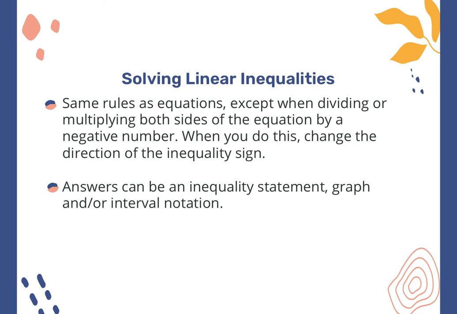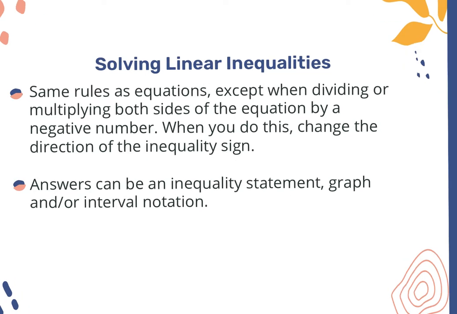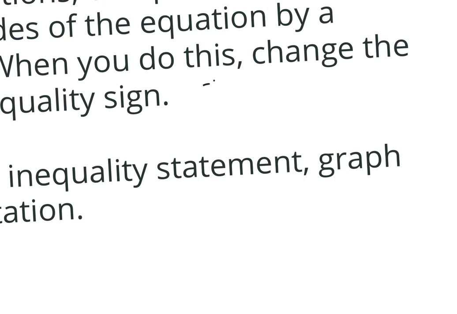So when we're solving linear inequalities, the same rules apply as when you're solving equations, with one major exception, and that's when you divide or multiply both sides of the inequality by a negative number. When you do that, you change the direction of the inequality sign. So if I had something like negative 2x is greater than 10, then when I divide both sides by that negative 2, my greater than sign changes to less than.